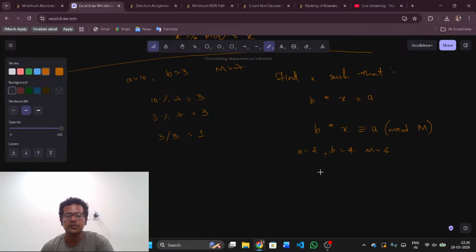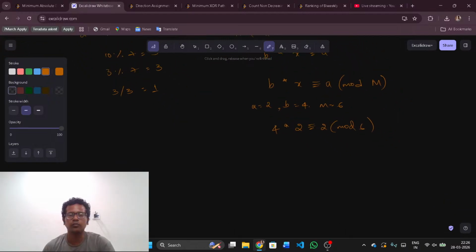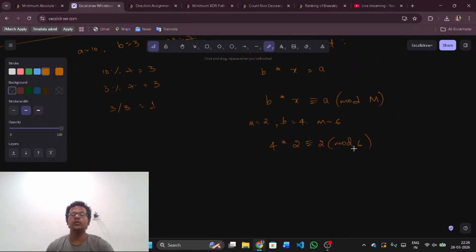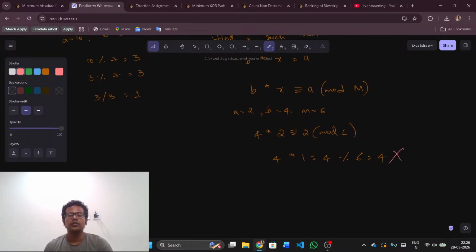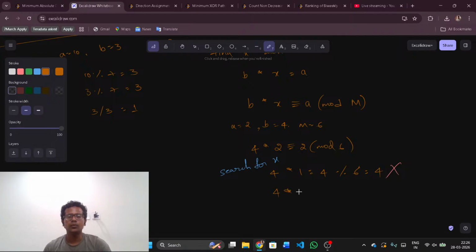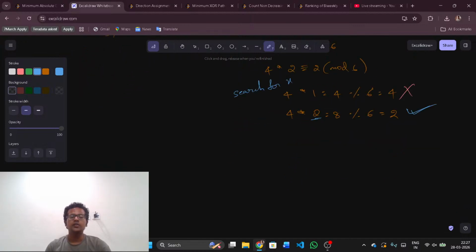Now m is equal to 6. Now 4 into 2 is equal to 2 mod 6, right? 4 into 2 is 8, and 8 mod 6 is 2. Yes, we are right. Now 4 into 1 is equal to 4 mod 6, which is 4. This is not right. Now 4 into 2 is equal to 8, mod 6 is equal to 2. I got the x value as 2, so here it will work.